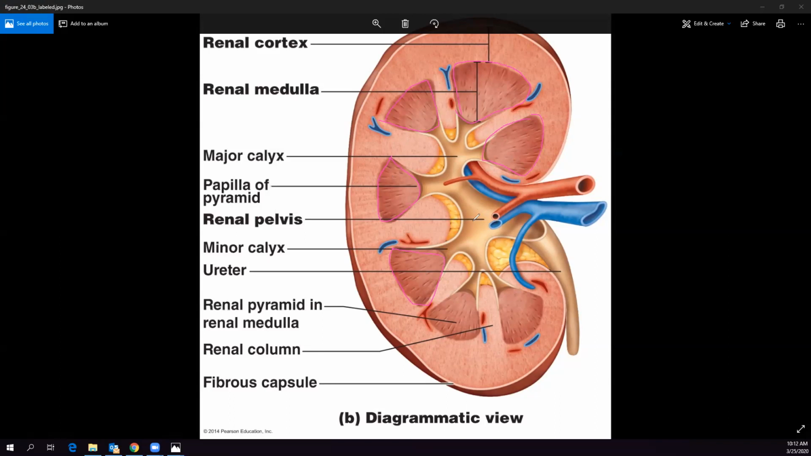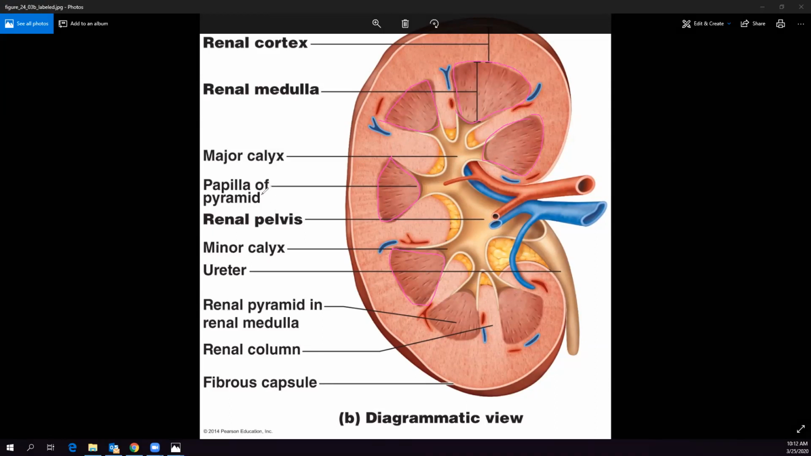Okay, so we got pyramids, columns, papilla. A papilla, remember we've got papillary muscles, we have papillae on our tongue, we have a renal papilla. It's just a little pokey thing. So this is the tip right here, color it in like that. That's the renal papilla. So the tip of a renal pyramid is the papilla, and that's where all the urine's going to come out.